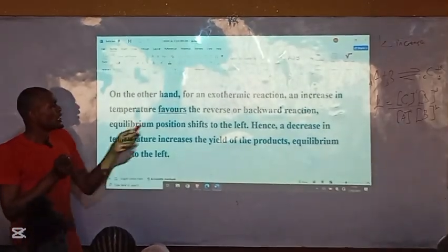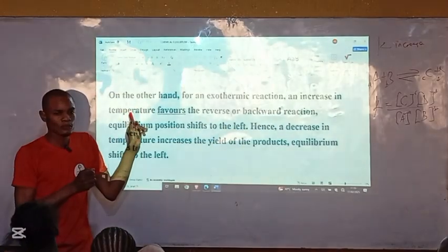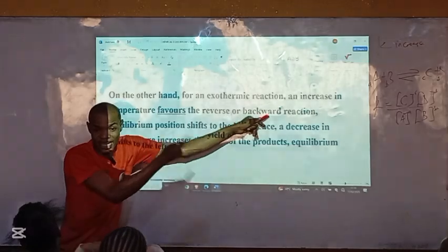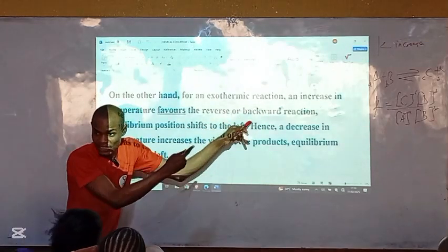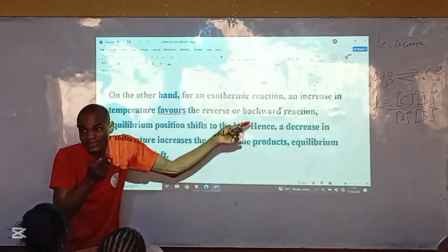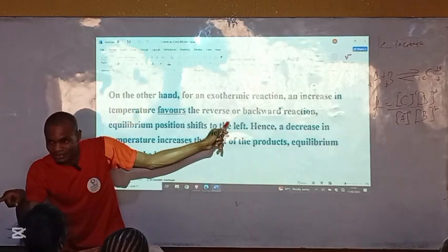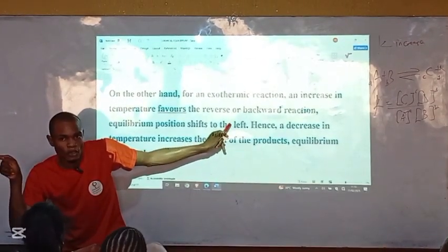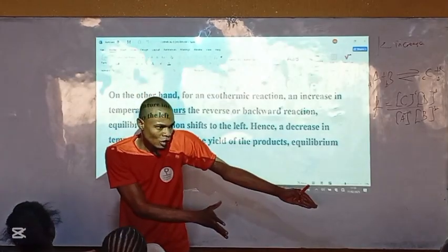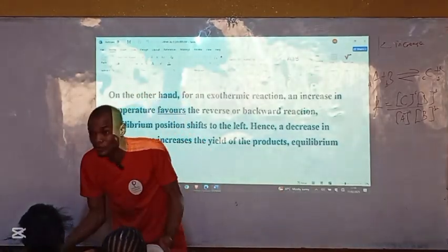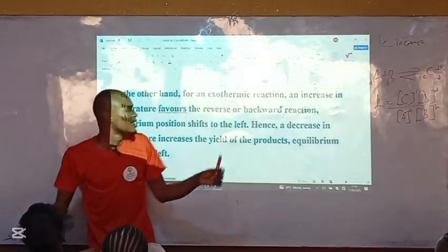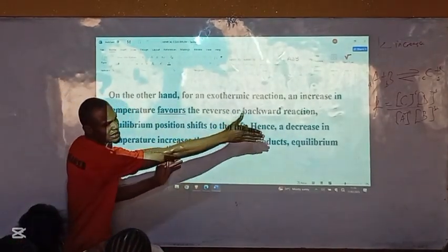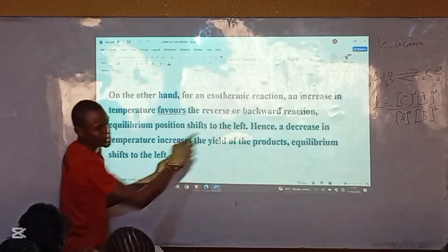Now, increase in temperature for exothermic. You know, endothermic favors the forward reaction, right? For exothermic it is the opposite. Therefore, it will favor the backward reaction. It will not favor the forward reaction. So once you know endothermic very well, for exothermic it is the opposite of endothermic. Favor backward reaction. So instead of the equilibrium shifting to the right, it will shift to the left for exothermic.